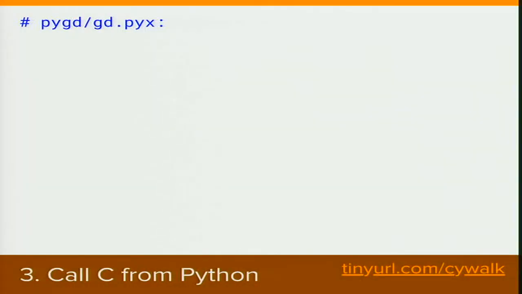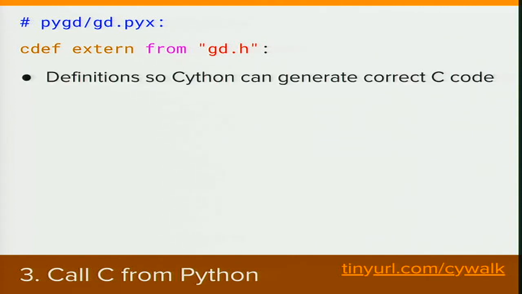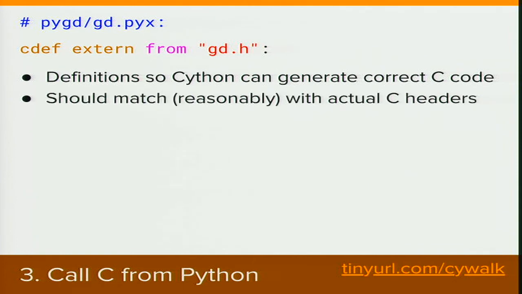Let's have a look at the implementation of gd.pyx, which is going to be our wrapper around libgd that we can call from Python. The first line is that we introduce this cdef extern from gd.h magic line. This is essentially the equivalent of your include gd.h in a C file, but Cython needs to be told what the C functions look like specifically, so that it can generate the correct C code. They should match reasonably well with the C headers. They don't have to match exactly, but they should mention the right types and that sort of thing. There are tools that will take C header files and generate these Cython definitions for you, but we'll go through them by hand just for this example.